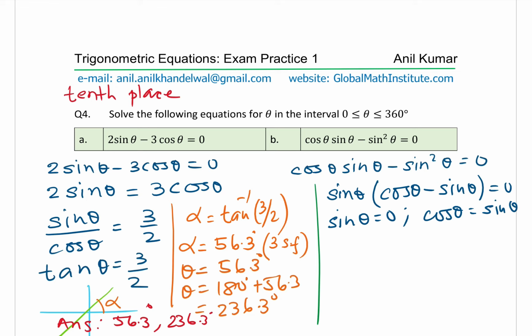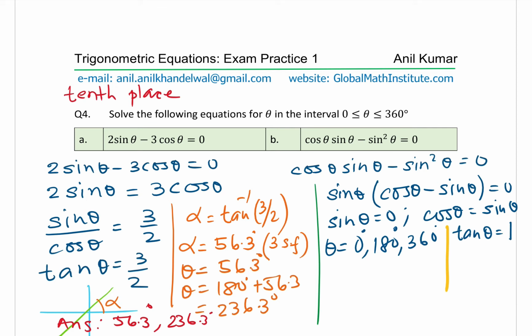So sine theta equals 0, we just found that theta will be equal to 0 degrees, 180 degrees, and 360 degrees. Correct? And for cos theta equals minus sine theta, what should you do? You should divide by cos so that you get tan. So you get here that tan theta is equal to 1, which is 45 degrees.